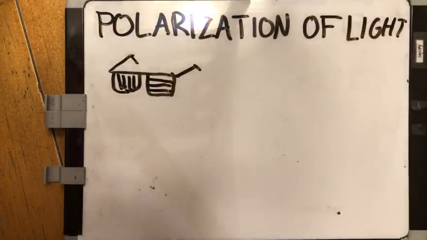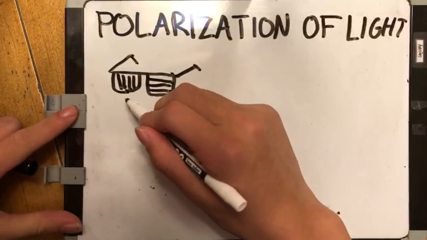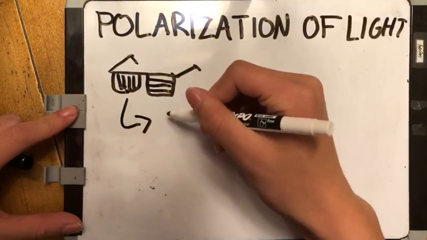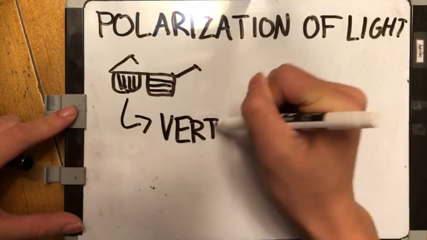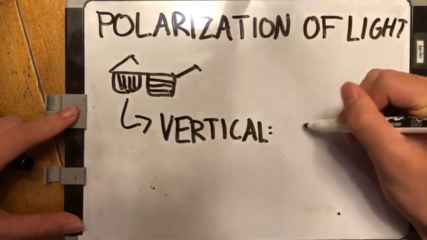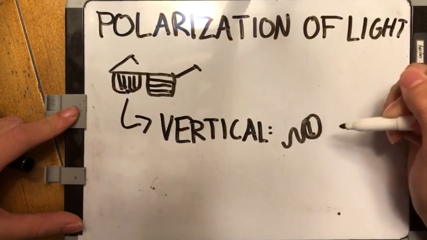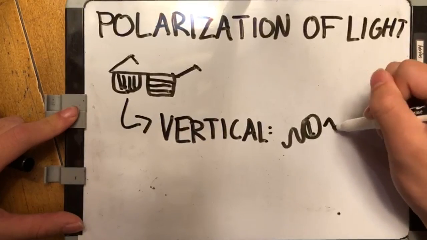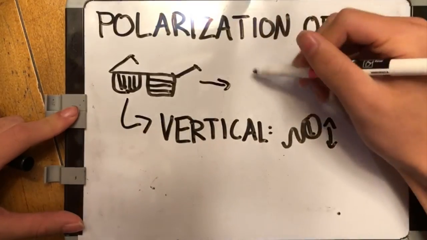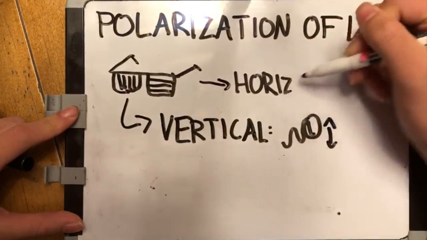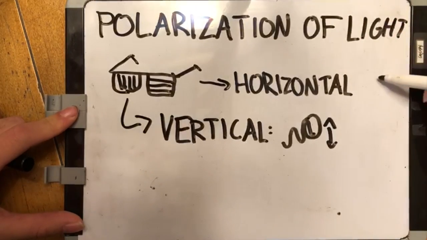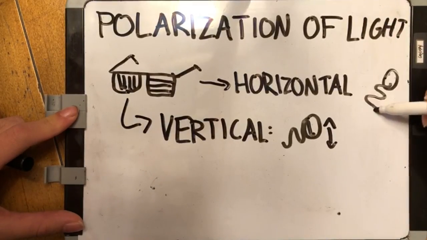Just by looking at these sunglasses, you'll quickly notice that the two lenses look pretty similar, but in reality they're very different. The right one is polarized vertically, meaning that it only allows light pointing up and down through the lens. Similarly, the one on the left is polarized horizontally, meaning that it only allows light pointing left and right to go through the lens.